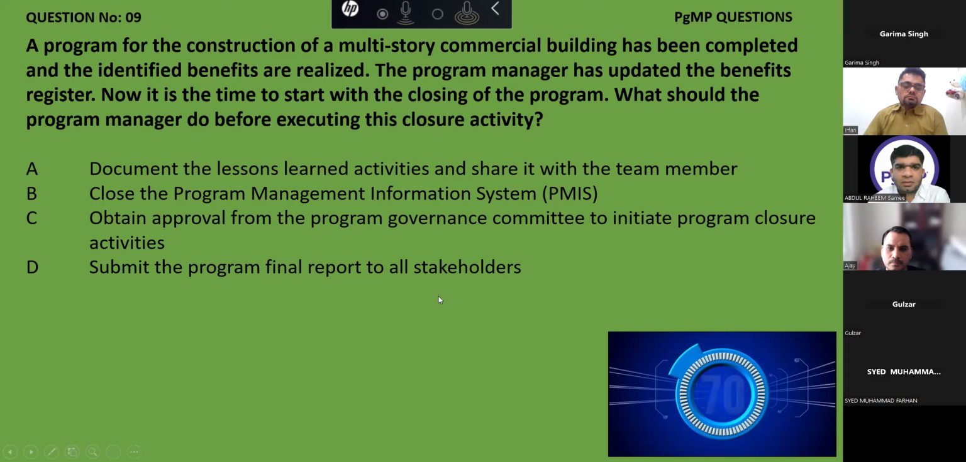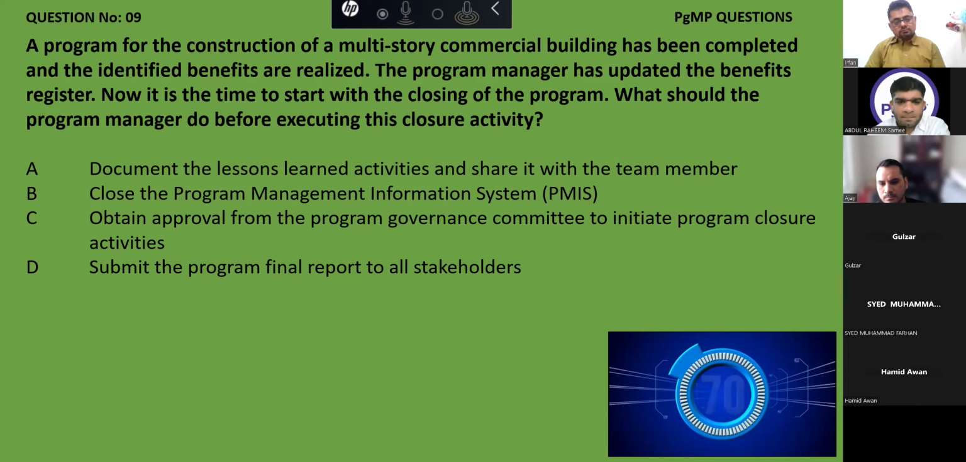Just to brief out what we do in step B, close the PMIS: it's basically a documentation system. It means, like a server in our offices, a common server in which we upload all our documents. It is just an information system, a technical word which is used in program management in this course. Okay, thank you. Welcome.